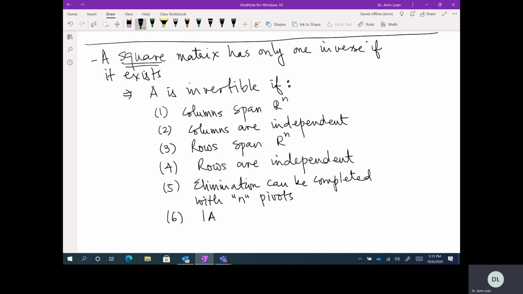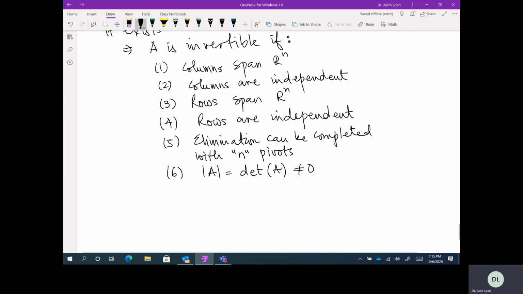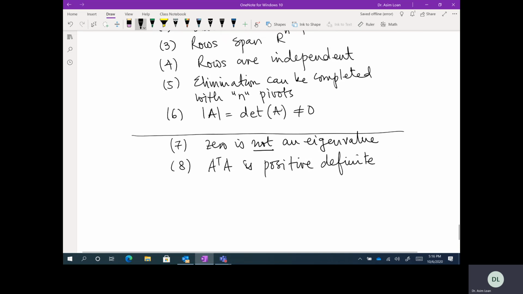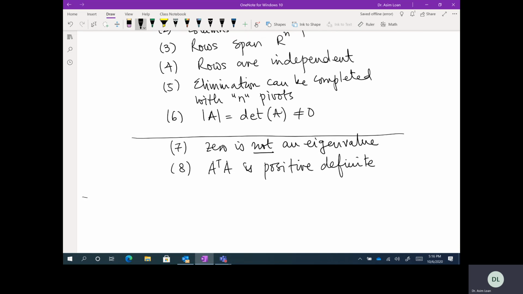And finally, the determinant of A is non-zero. So we have done all these. The only two that you have not done are 0 is not an eigenvalue, and we'll see the product of eigenvalues is the determinant. So obviously, if the determinant is non-zero, you cannot have 0 as an eigenvalue. And finally, A transpose A is positive definite. Positive definite simply means, in simpler terms, that the determinant of this one is greater than 0, is positive definite.